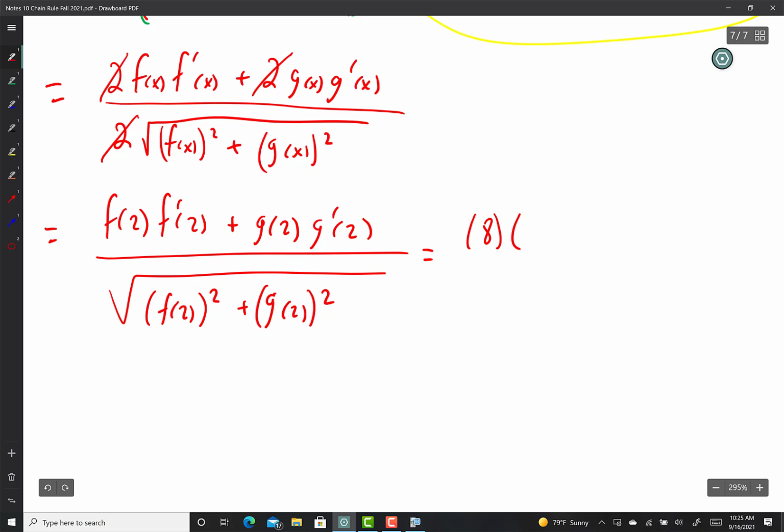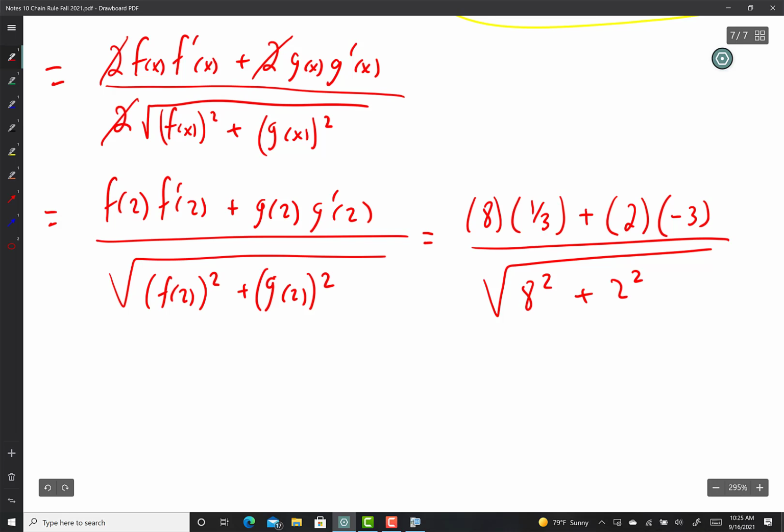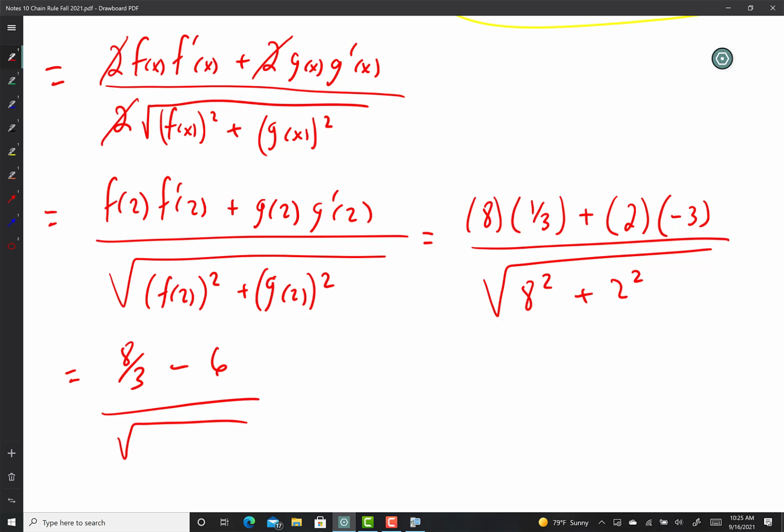8. What's f prime of 2? 1/3. Plus, what's g of 2? 2. What's g prime of 2? Negative 3. Over square root, and let's see if I remember. f of 2 was 8, so 8 squared, plus g of 2 was 2, so 2 squared. So let's see what we get. We get 8/3 minus 6 over square root of 64 plus 4, 68.